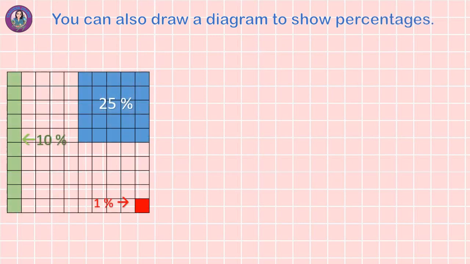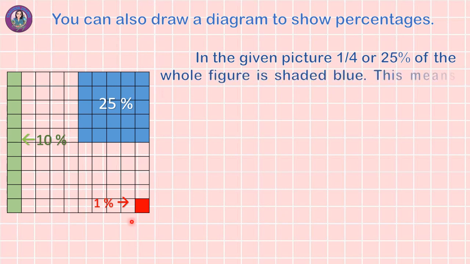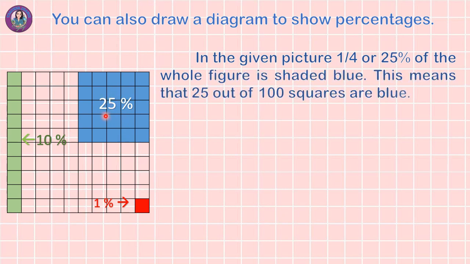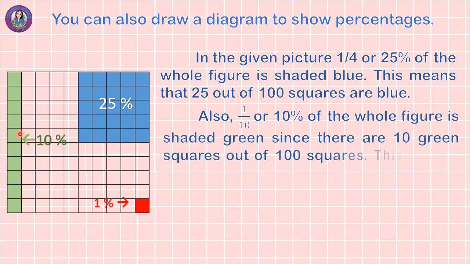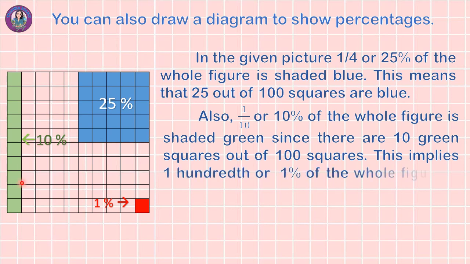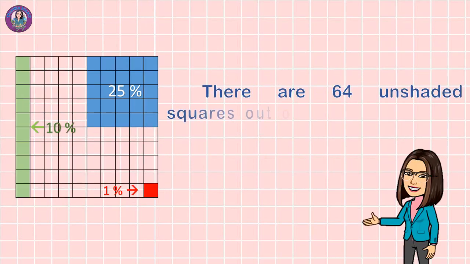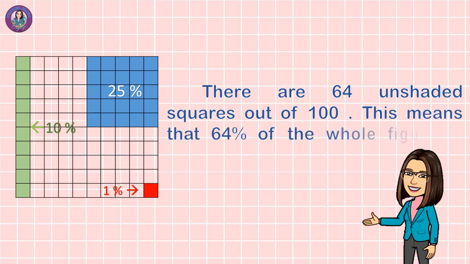You can also draw a diagram to show percentages, just like this. In the given picture, 1/4 or 25% of the whole figure is shaded blue. This means 25 out of 100 squares are blue. Also, 1/10 or 10% of the whole figure is shaded green. Since there is 1 red square out of 100 squares, this implies 1/100 or 1% of the whole figure is red. There are 64 unshaded squares out of 100. This means 64% of the whole figure is unshaded.